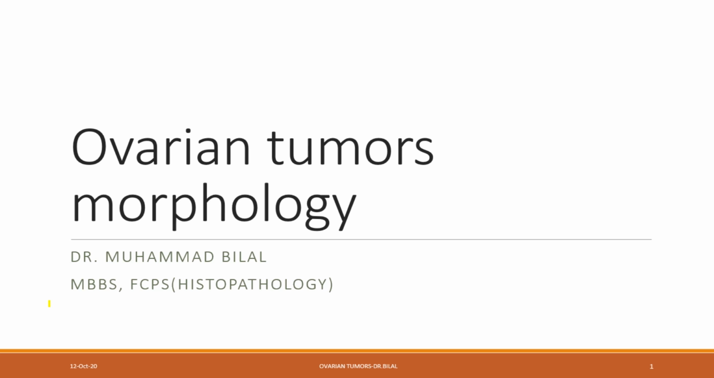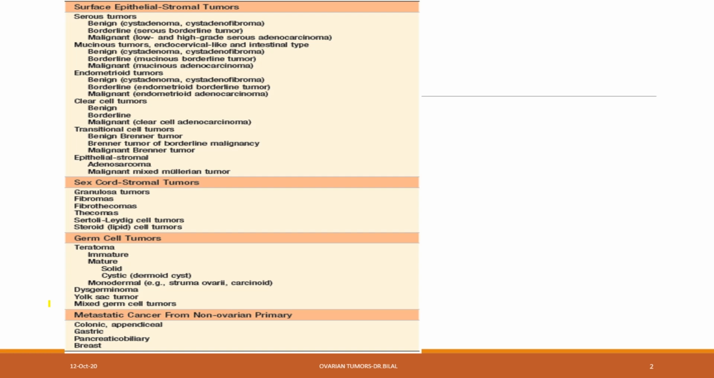Now, when we start talking about ovarian tumors, here's a list of different tumors. You can see they're divided into different groups. First is the surface epithelial stroma tumor group, that you can say surface epithelial tumors. Then the second is the sex cord stroma tumors. Another group is the germ cell tumors, and then there are metastatic cancers that can come from different sources like colon, stomach, breast, etc.